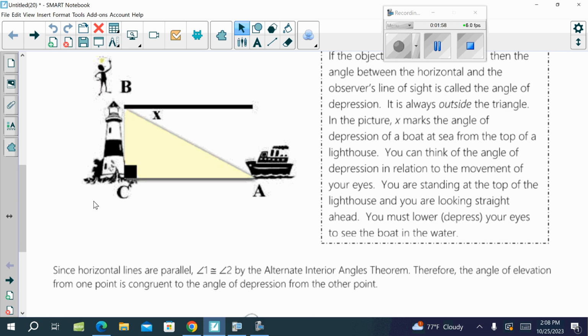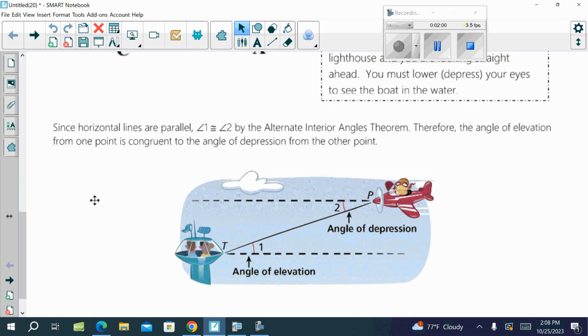Okay. So with that being said, since horizontal lines are parallel, angle 1 and angle 2 are going to be congruent by the vocab that we have talked about, alternate interior angles. So therefore, our angle of elevation and our angle of depression are going to be congruent at all times. Any questions about that? Okay, so let's practice.